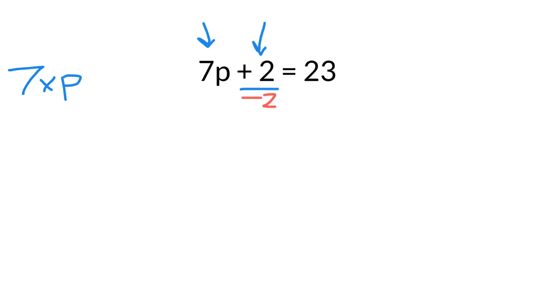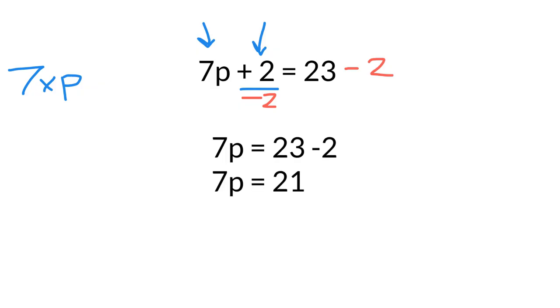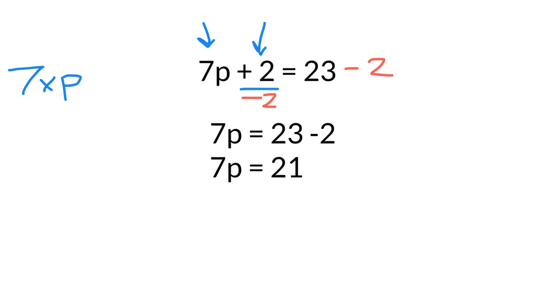Okay, positive 2 and negative 2 equals 0, and that means over here we're going to subtract 2. That's going to leave us with something that looks like this. 7p equals 23 minus 2. And that means that 7p equals 21. So we're getting pretty close now. We're not quite there yet because we have a p that isn't isolated all by itself. This is another case where we're going to divide.